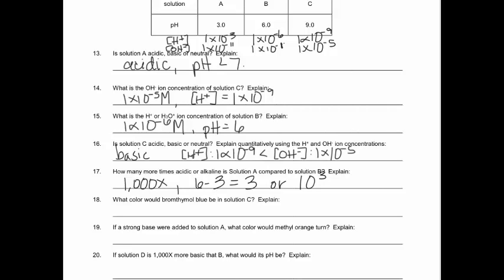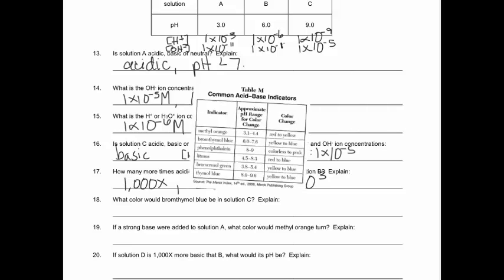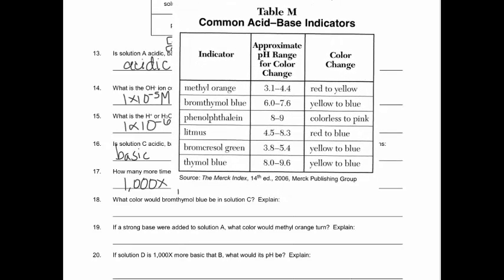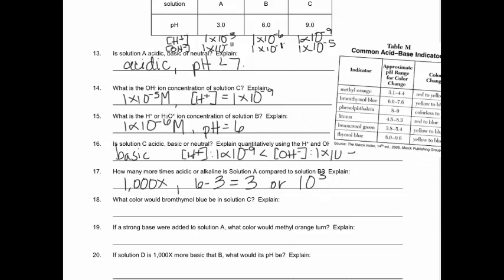What color would bromothymol blue be in solution C? So we need table M. Solution C has a pH of 9, so in bromothymol blue, a pH of 9 is above this end point in the change, so it'll be blue. And to justify that, we can say that the pH is greater than 7.6, which was the top end of that scale.